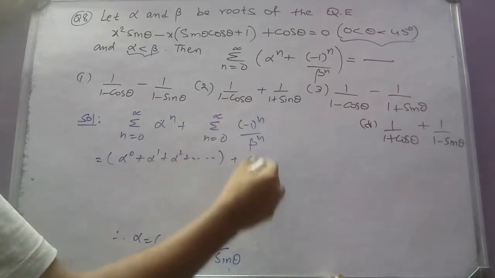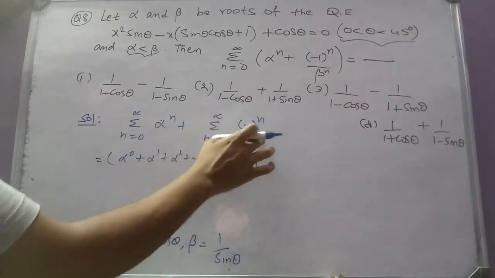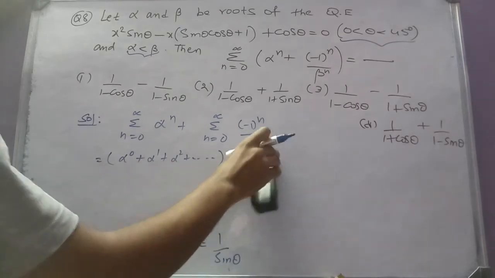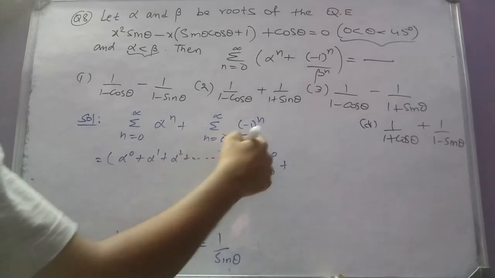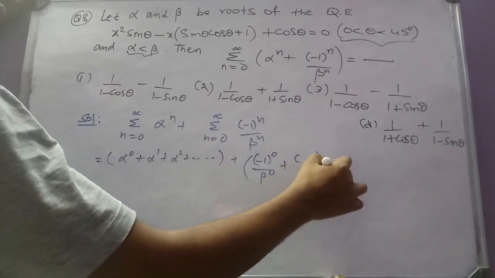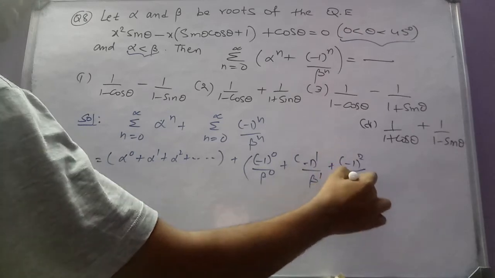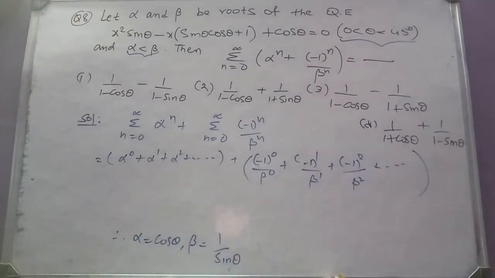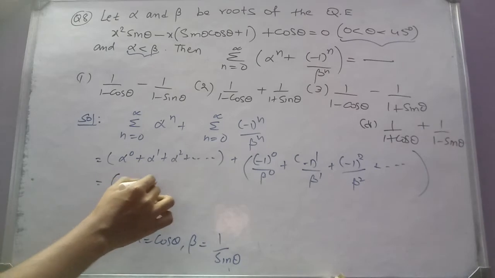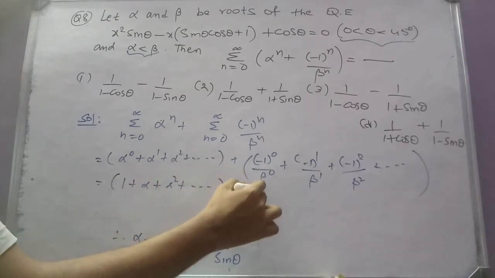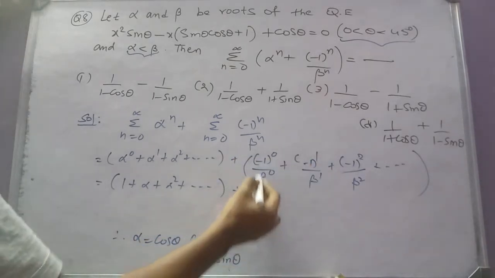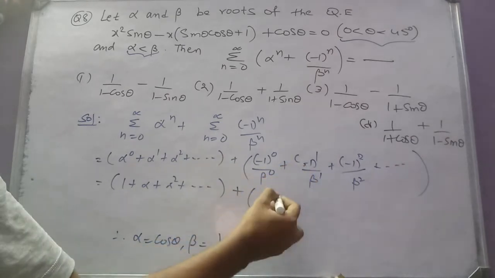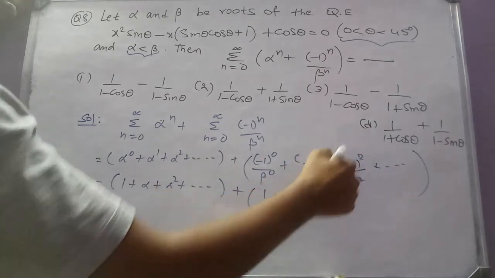So what is it? When n is 0, you will get just (minus 1) power 0 by beta power 0. Okay, now (minus 1) power 0, let me write it. (Minus 1) power 0 by beta power 0. Next, if n is equal to 1, (minus 1) power 1 by beta power 1, plus n is equal to 2, so (minus 1) power 2 by beta power 2, plus and so on, again infinite terms. This is minus 1 into plus is minus, and minus square is plus.